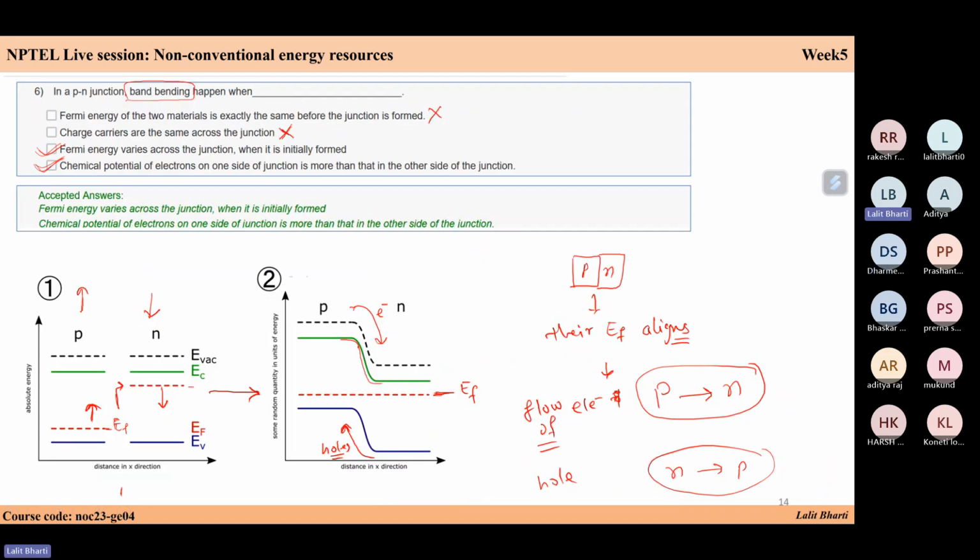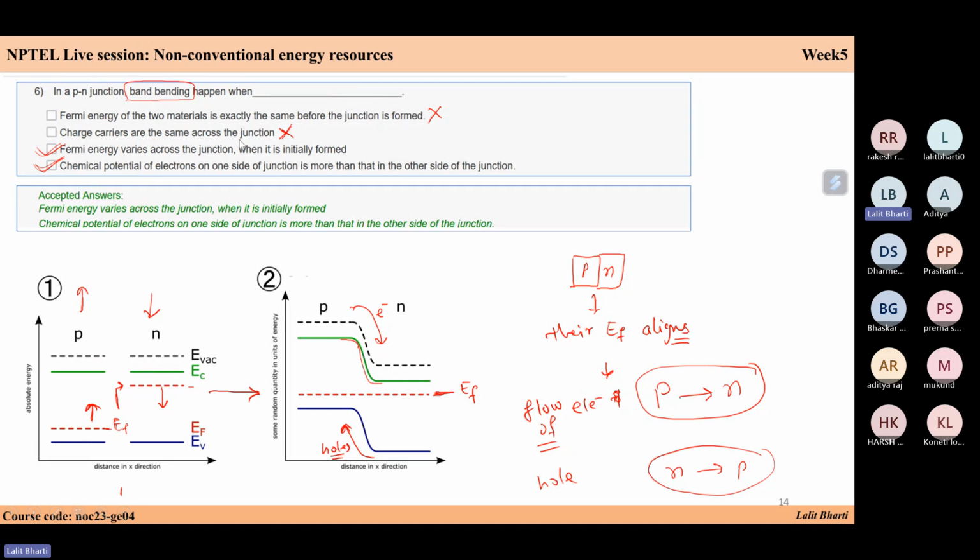Then we have the question on band bending. It says, in a p-n junction band bending happens. So we know when it happens. Let us read the statements. Fermi energy of two materials is exactly the same before the junction is formed. No, that is not correct, because we know the Fermi energy levels should be different. The statement is incorrect.